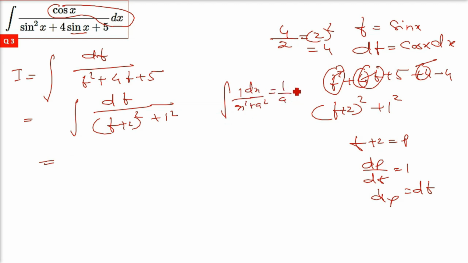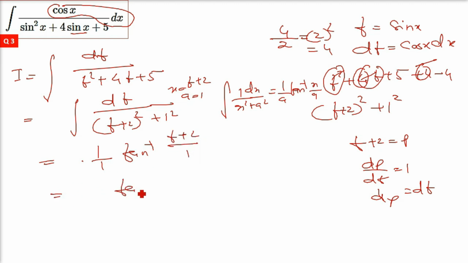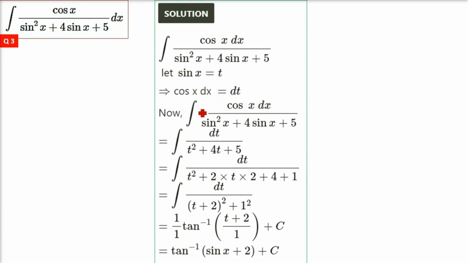We know that integration of 1 by x square plus a square is simply 1 by a tan inverse x by a. Now use this formula here also. Take x as t plus 2 and take a as 1. So in this formula when we use it, it will be 1 by 1 tan inverse x by a, that is t plus 2 by 1. Eventually it will be tan inverse t plus 2 only. What was t? It was sin x. So tan inverse 2 plus sin x is your final result with a constant of integration. So this is how we have to go about it.